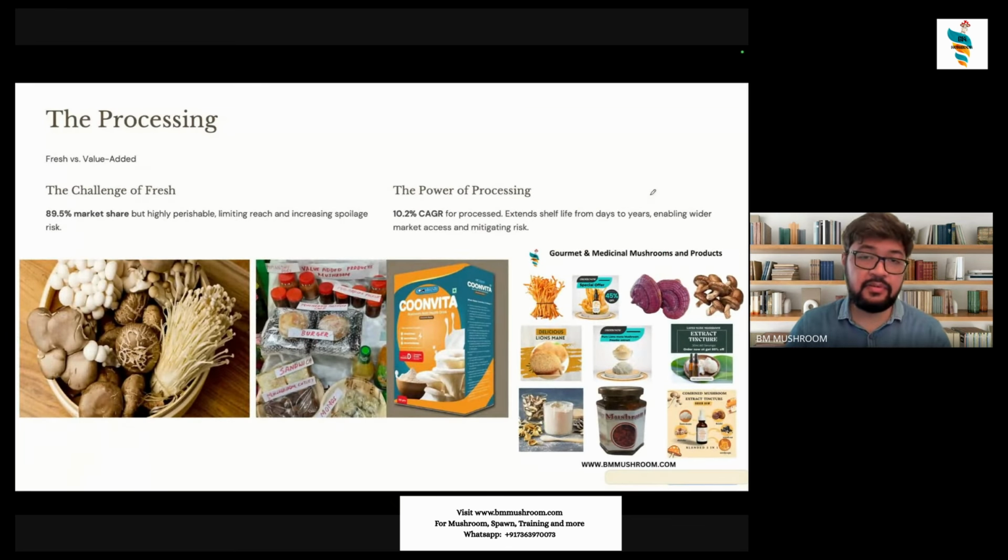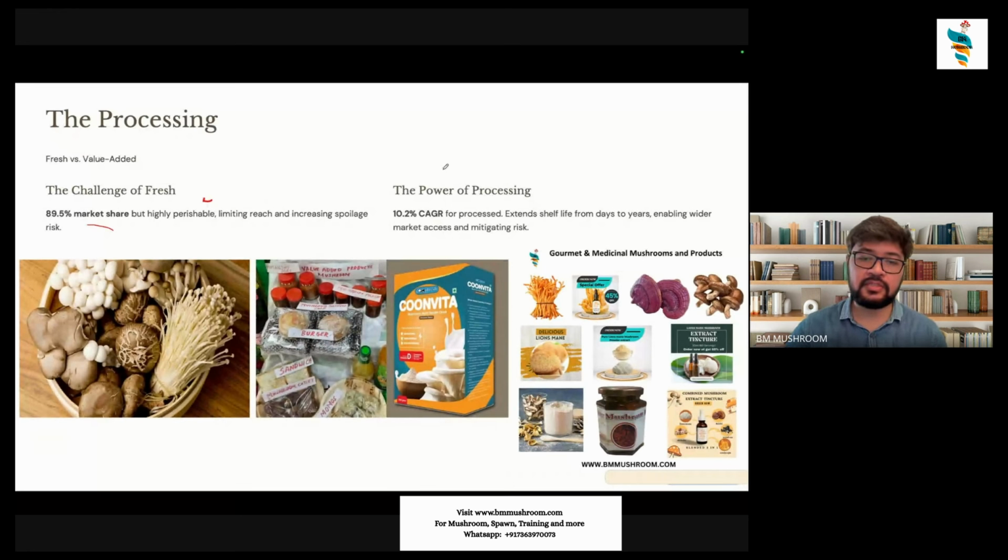Processing industry will be one of the biggest factors which each and every cultivator should be looking forward to, because see, even though 89.5% market share is of fresh mushroom right now, mushrooms are highly perishable. There is a limit up to which we can supply it, even though we can store it in a cold place and ship it to several kilometers. But see, there always will be a limit, because mushroom is 90% water, and how can we preserve that? So processing is one of the key roles in mushroom.